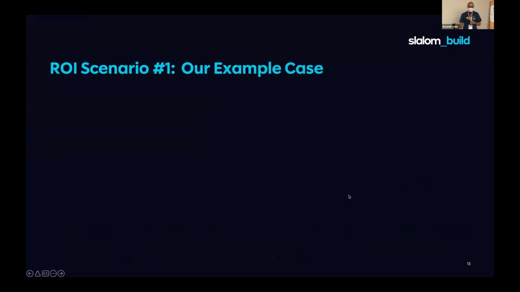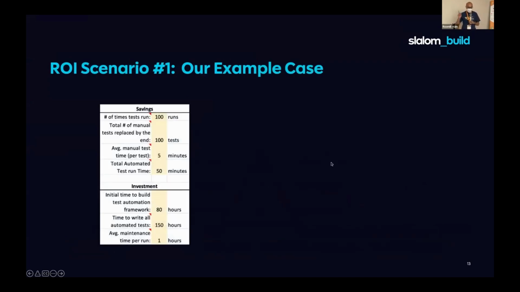Now, using estimated values, we can create ROI estimates for different scenarios. And the good news is we have a tool that will take our estimates and visualize ROI for us over time. So in our example, we replaced 100 manual tests with automated tests. We estimated that manual tests take 5 minutes each to run on average, and that the total time to run all our automated tests is 50 minutes.